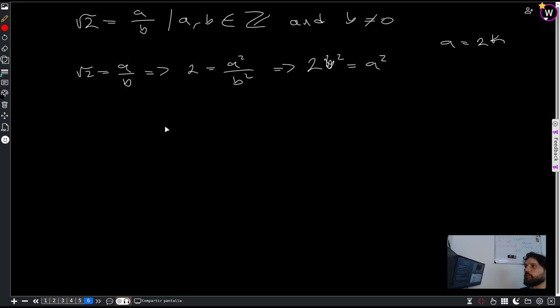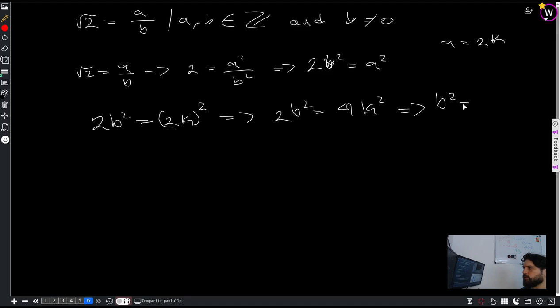So in this case we could substitute, right? 2b squared, we can express it as (2k) squared, right? This is the same thing. All of this is the same expression. And we can actually express it like 2b squared equals 4k squared, right? And we can divide both sides by 2, and we will end up with b squared equals 2k squared. So apparently b squared is also an even number, or b is also an even number, and this is where we find the contradiction, right?